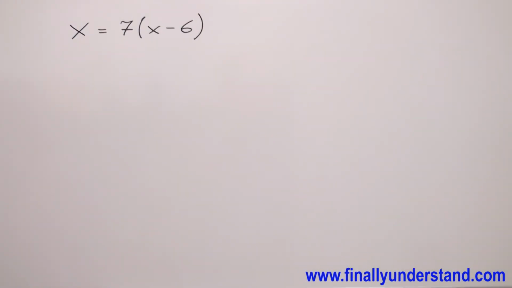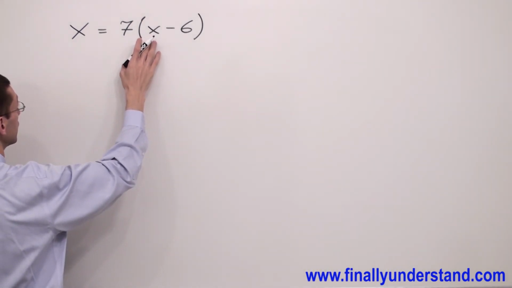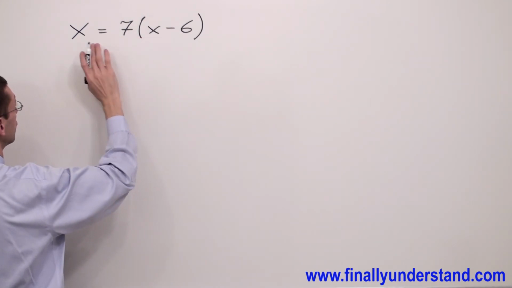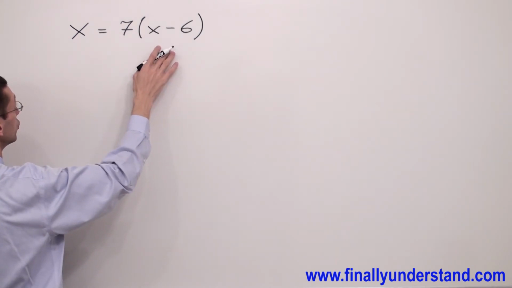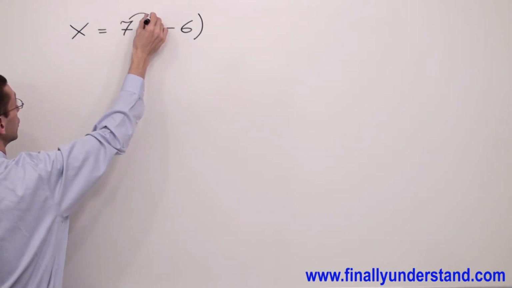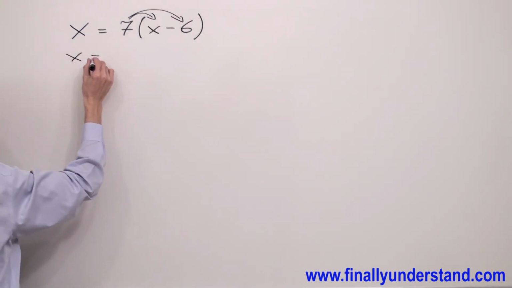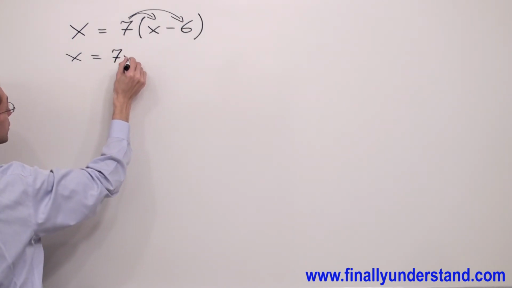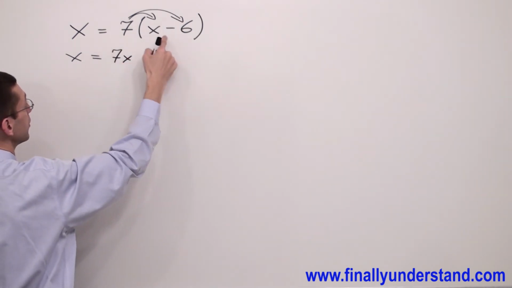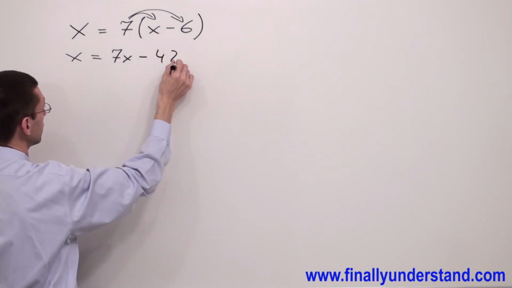Let's take a look at the second example. This time we have x on both sides of the equation, but one of them is inside of the parentheses. In order to find the value of x, we're supposed to eliminate the parentheses first. We're going to use the distributive law in order to eliminate the parentheses. And I'm going to have x equals 7 times x, which is 7x. 7 times negative 6 is negative 42.